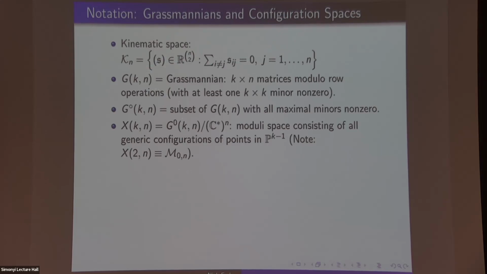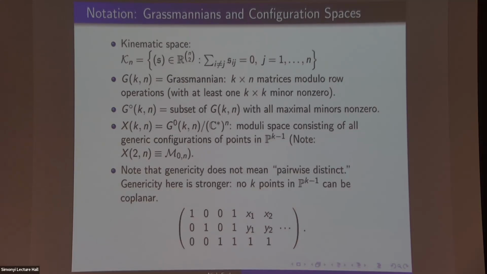So the Grassmannian G(k,n) is the space of k by n matrices, modulo row operations. G°(k,n) we will assume has all maximal minors non-zero. X(k,n) takes the generic subset of G(k,n) and then mods out by independent scaling on each column. So take a k by n matrix, and you're allowed to multiply each column by a complex number. Equivalently, that's the configuration space or moduli space consisting of generic configurations of n points in P^(k-1). So note the notation: X(2,n), you recover M0n.